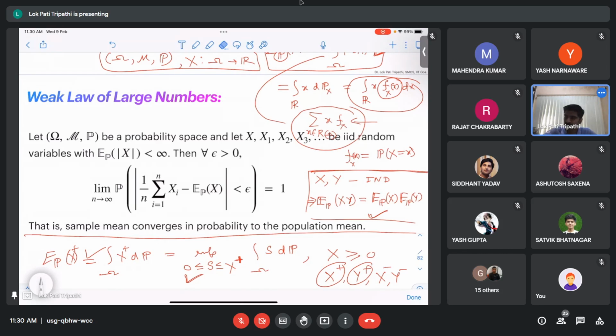Okay. So before going to the proof of the weak law of large numbers, let us look at what the statement is, what the strong law of large numbers is, and what the difference between these two is. Why the names weak and strong?